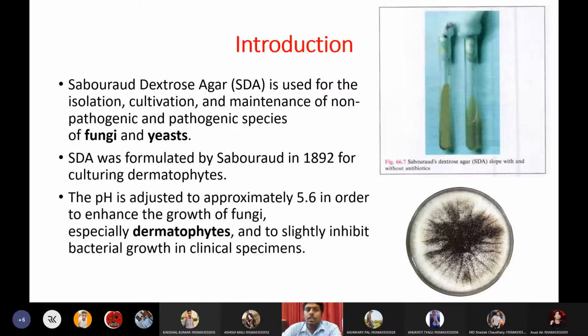Then, this is very, very important. The pH of this agar must be around 5.6. Only at this particular pH can we grow the fungi. So the pH of the media should be 5.6. Okay, so 5.6 is the ideal pH for growing fungal samples.